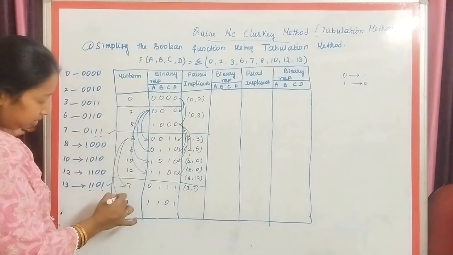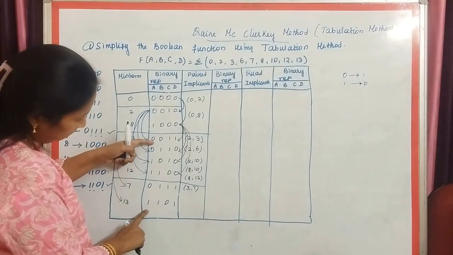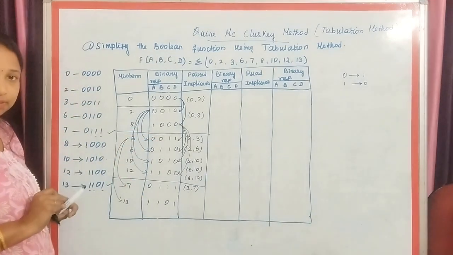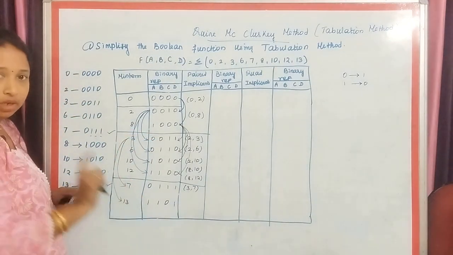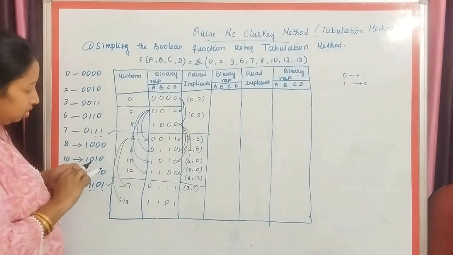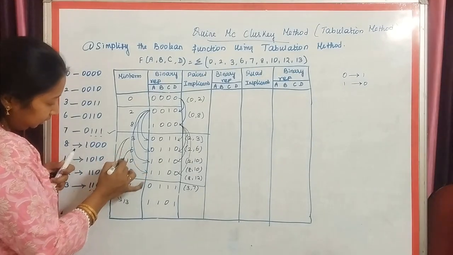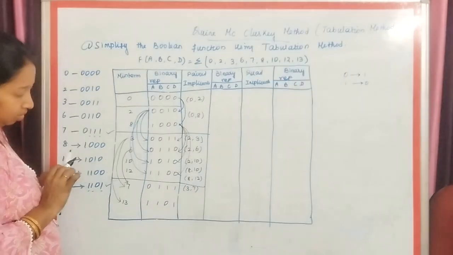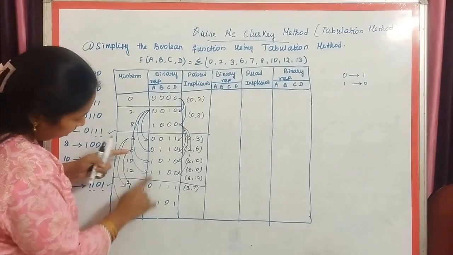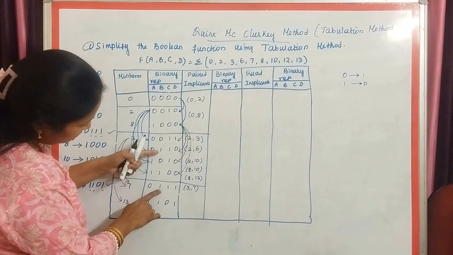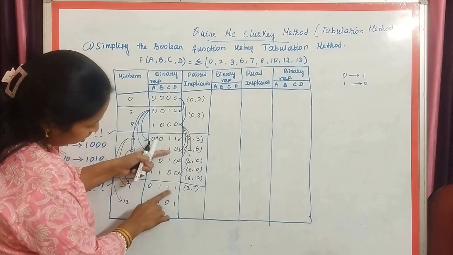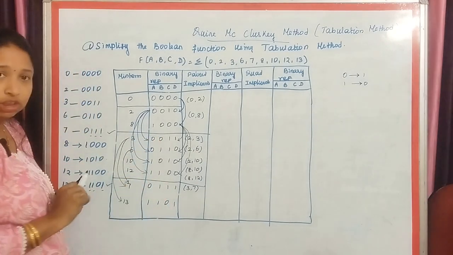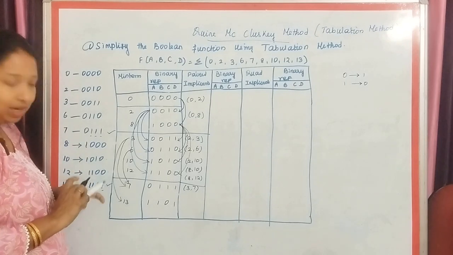compare 3 with 13. First element, there is a bit change. Second element, again, there is a bit change. Right? So I cannot include this pair. Now, check 6 with 7. When you compare 6 and 7, check on the bits. First bit, no change. Second bit, no change. Third bit, no change. Only the fourth bit is changing. So this again is a valid pair.